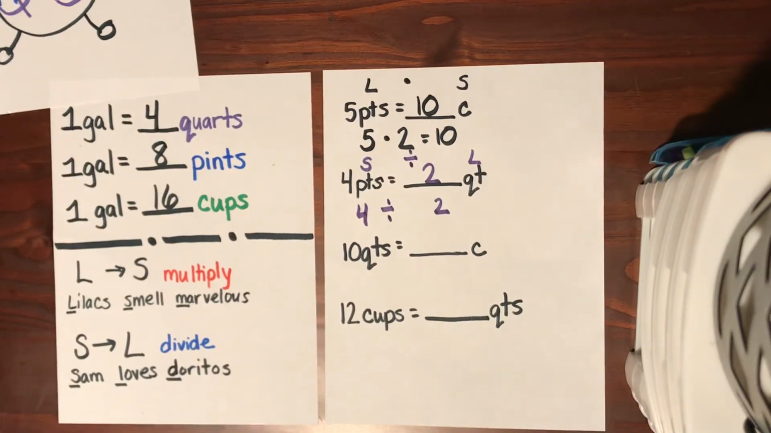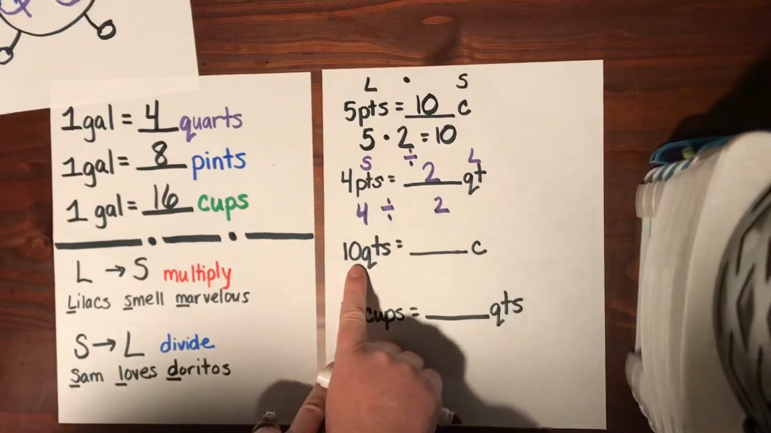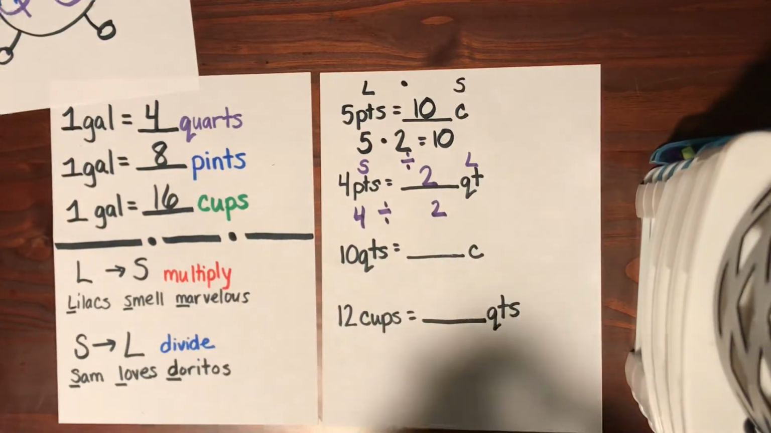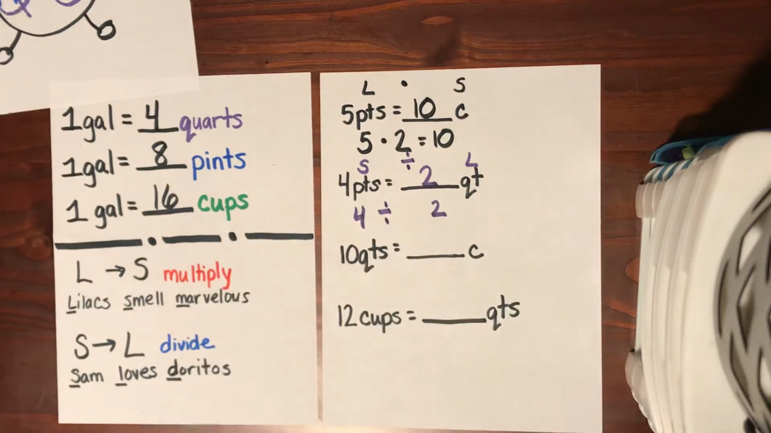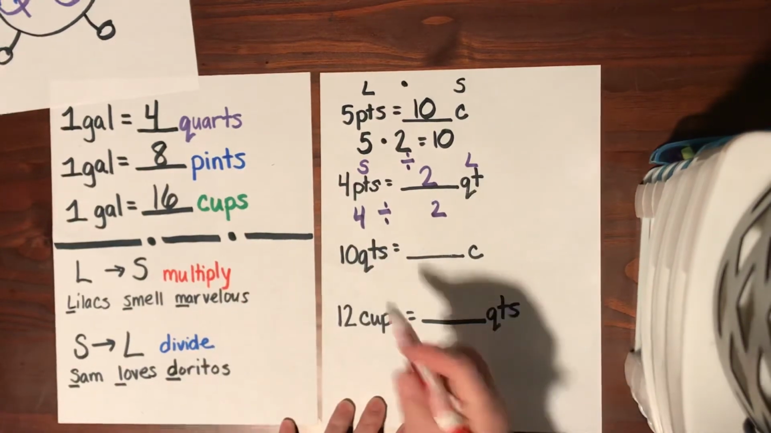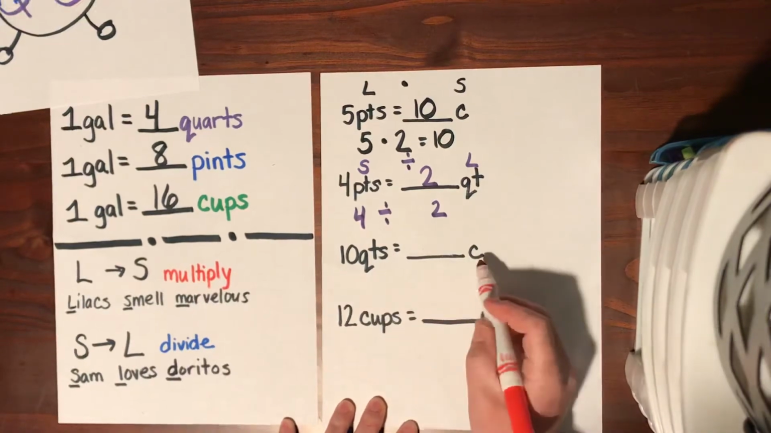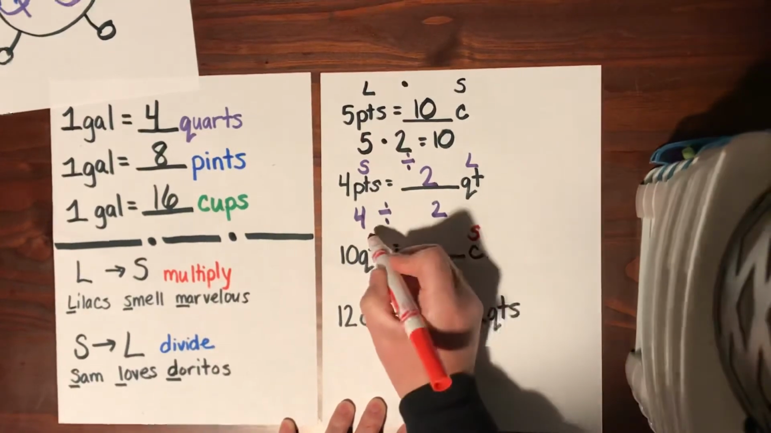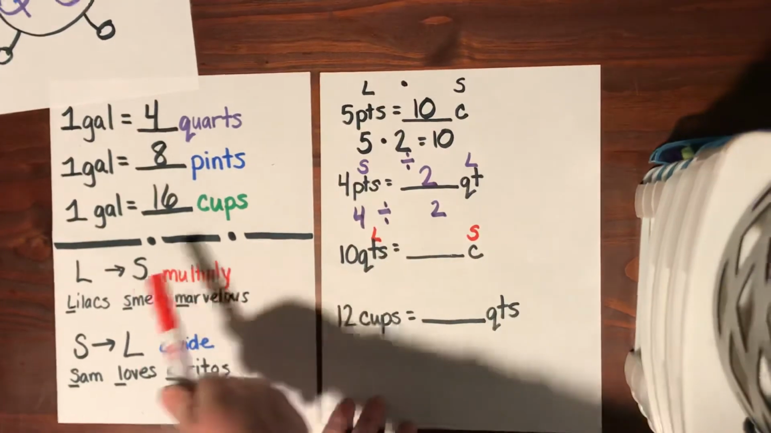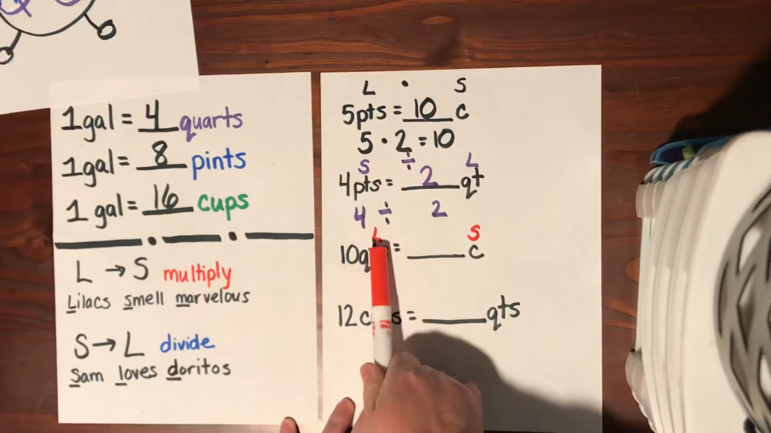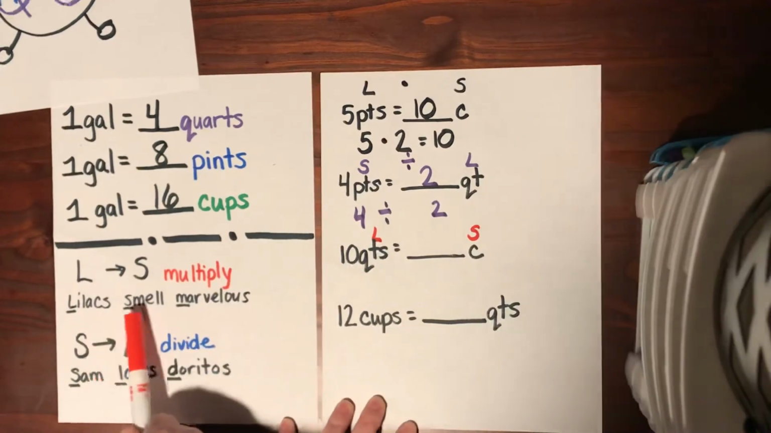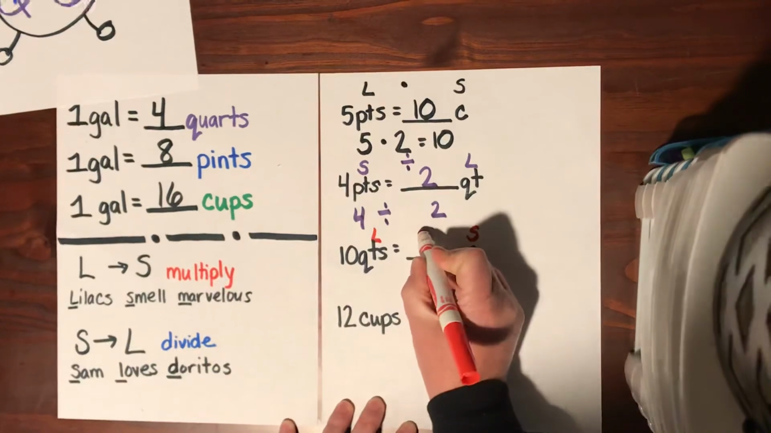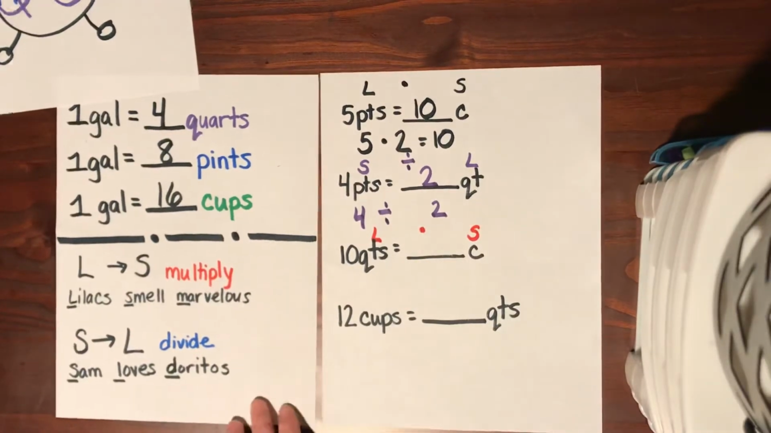We want to know how many cups 10 quarts equals. So first thing we want to do, we want to figure out the rule. So what are we doing here? We have quarts, and we're comparing those to cups. I know that cups are smaller and quarts are larger. So going over to my 2 rules, larger to smaller, lilacs smell marvelous, larger to smaller, I'm going to multiply. So now I know which operation I'm going to do.